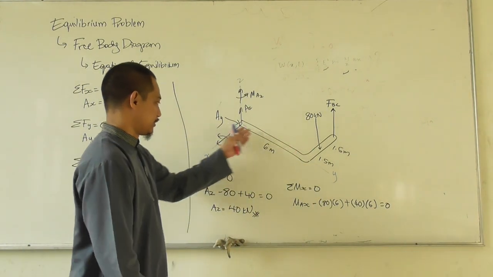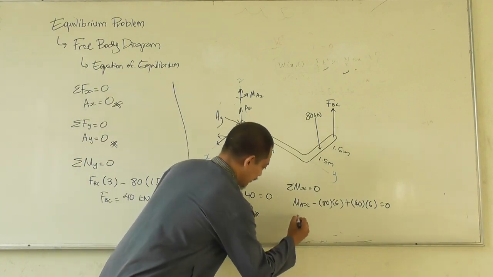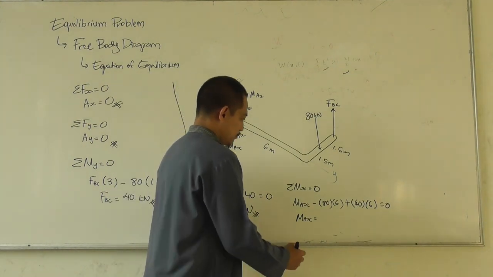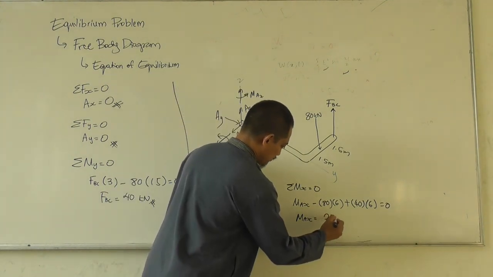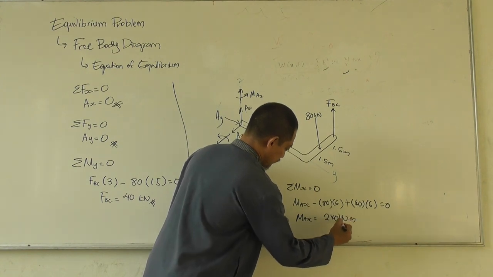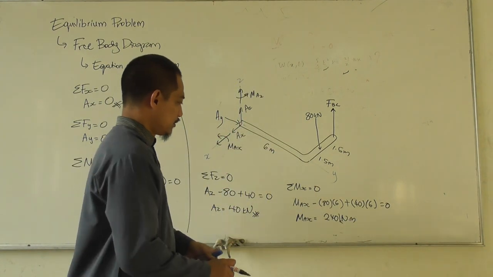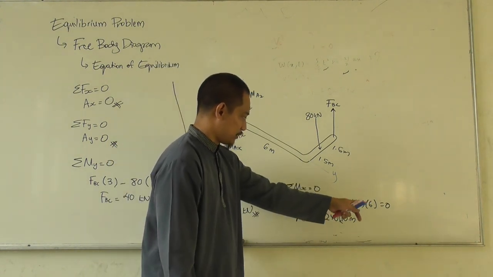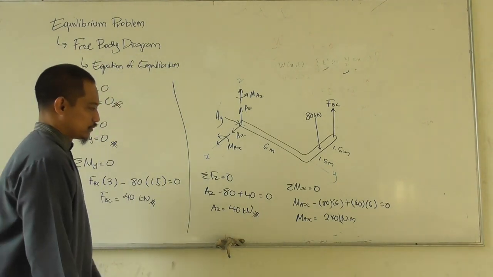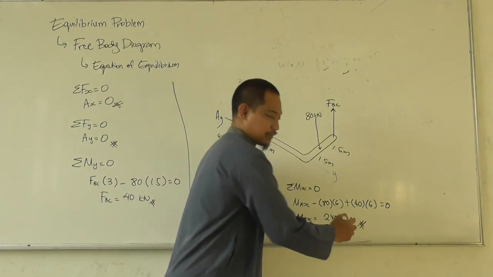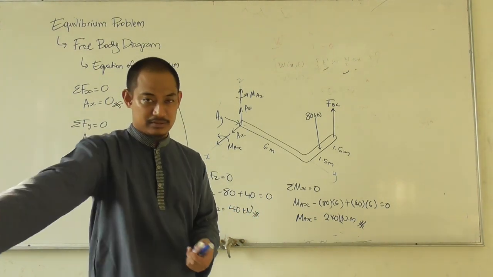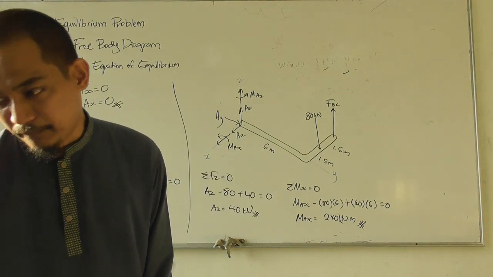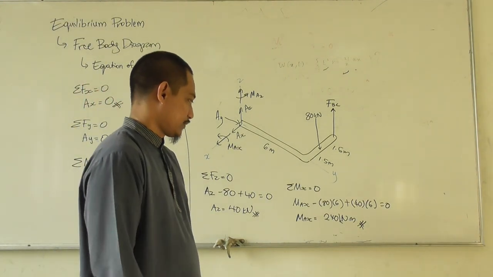That's the total force that we're talking about for x. So then you have MAx equal to what you have here, 240, is it? Oh, sorry, kilonewton. Is that correct? I think this is minus 80 plus 40, minus 40, 40 plus 6, 240. Please check the calculation because I'm just doing this off the top of my head. I didn't check. Maybe I can check. Yeah, it's 240 kilonewton meter.